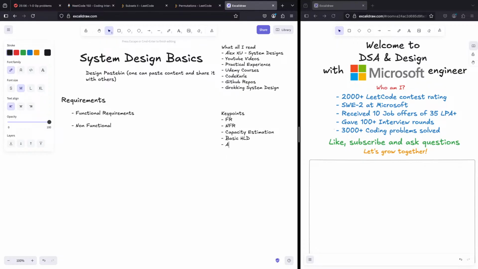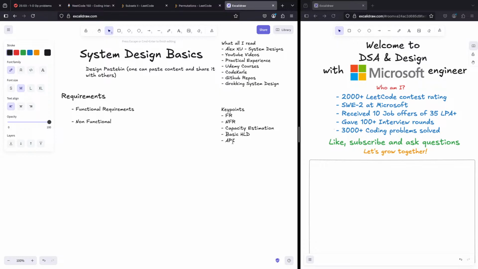And then after that there could be APIs. Now this could be switched, these are just topics, not in a particular order, that's why they don't have numbers. Database schema, then a deep dive of your HLD, and then scaling techniques. I had created a short on that, but mostly you could do partitioning, security, scaling.